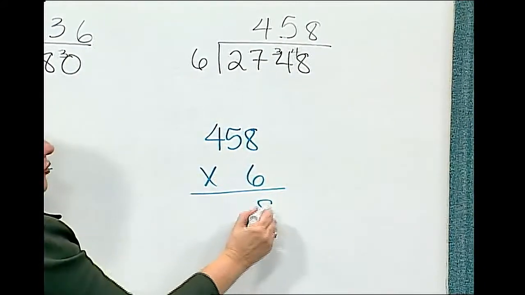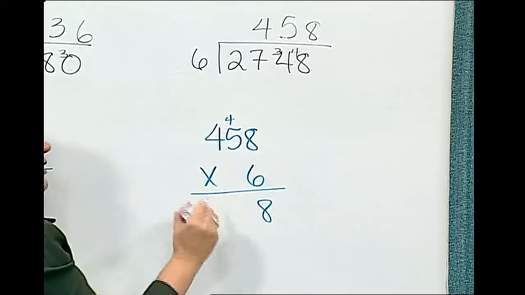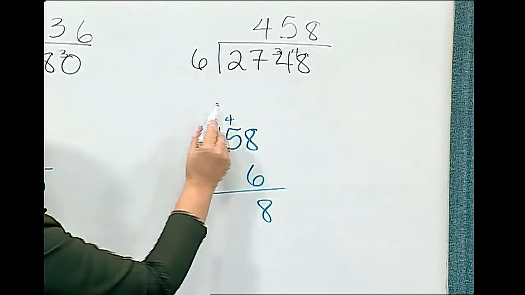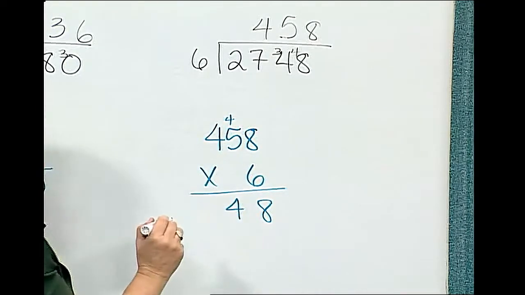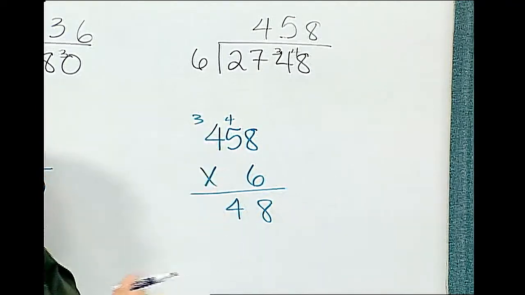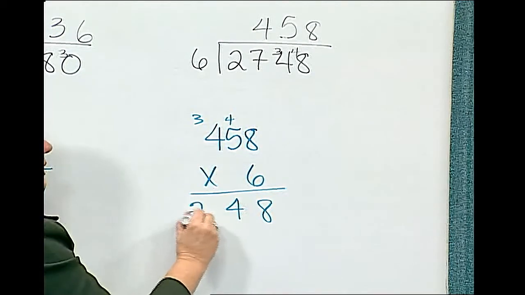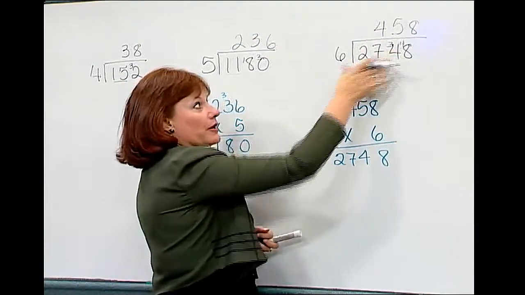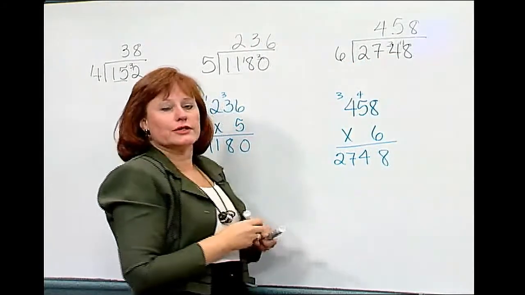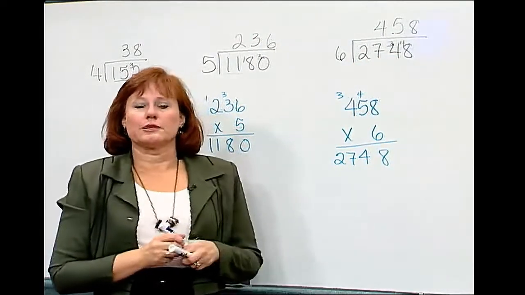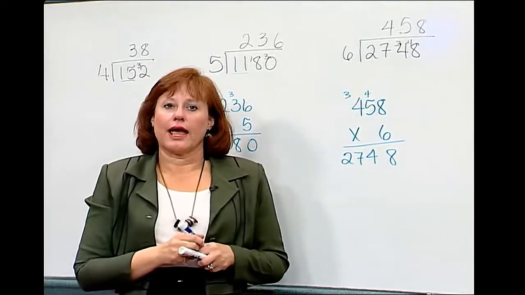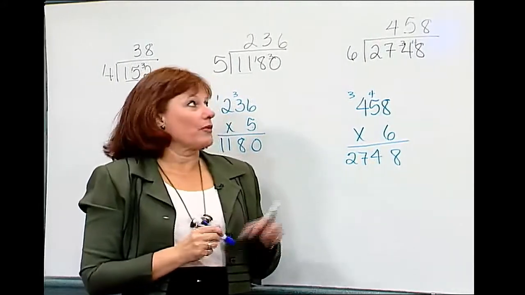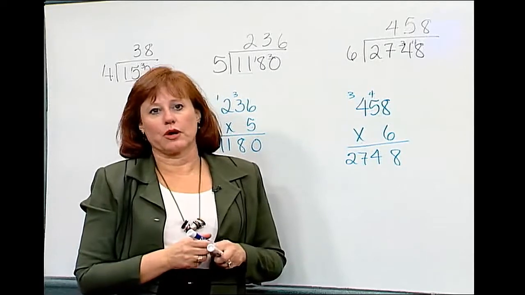6 times 8 is 48, and I'll carry the 4. 6 times 5 is 30, plus 4 is 34. And 6 times 4 is 24, plus 3 is 27. And I'm very happy to find out that this answer matches my original dividend. Using short division requires a good grasp of multiplication and division facts and some care when subtracting. But with practice, it'll help you to do your division problems more quickly.